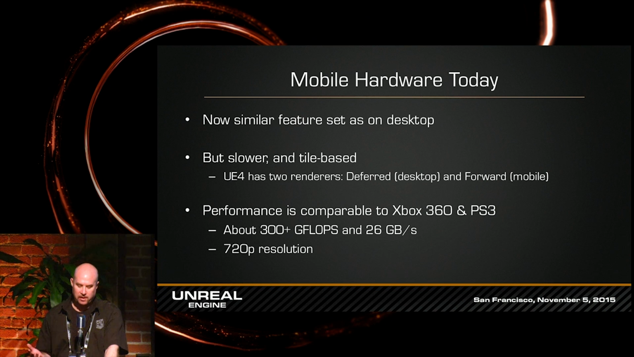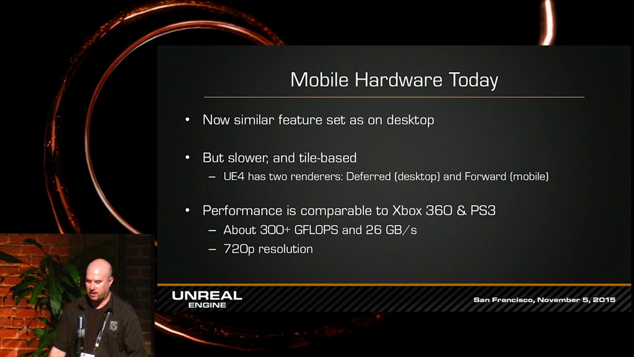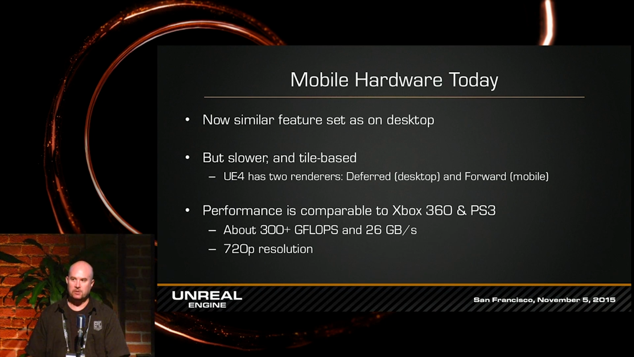So even if we're saying it's slower on mobile, today's mobile devices are as fast as the previous gen consoles were, like the Xbox 360 and the PlayStation 3. We're talking about 300 gigaflops. But remember, those consoles, they were running at around 720p resolution on a big TV. Today's mobile phones have much, much higher resolution, kind of ridiculously high resolution. But keep that in mind, the 720p.